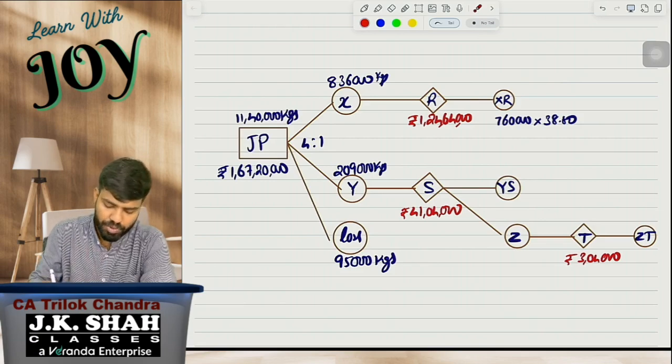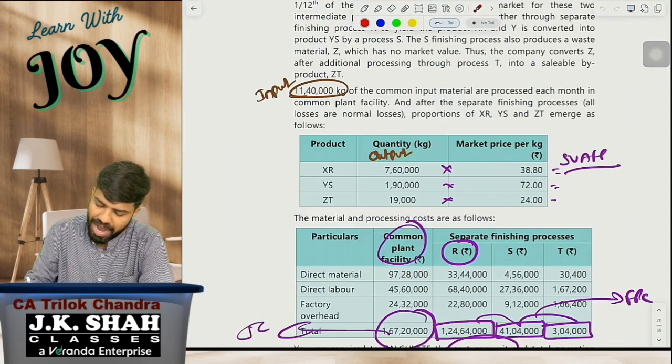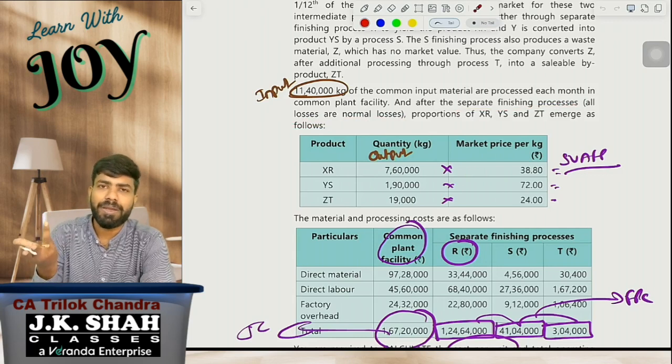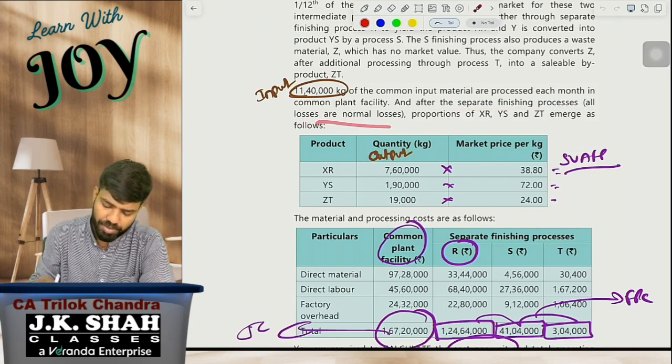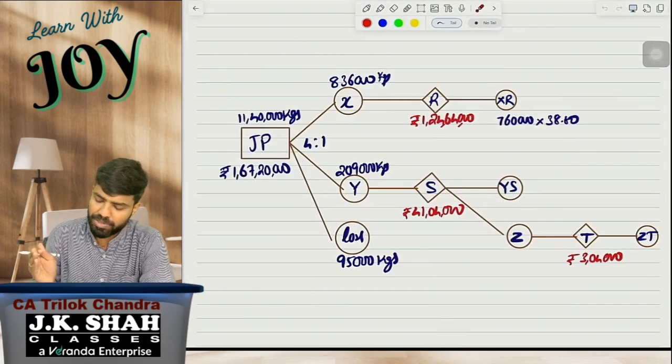Let me show the question to understand better. Here they mention that after the separate finishing process, all losses are normal, and there is no scrap income, so we are neglecting that. All losses are normal loss, and they have given the proportion. Now no need to think about the gap, no need to think about the difference.